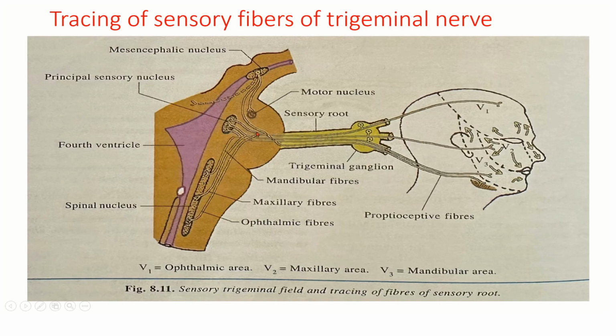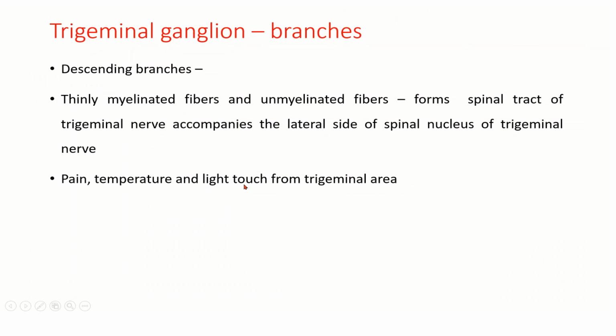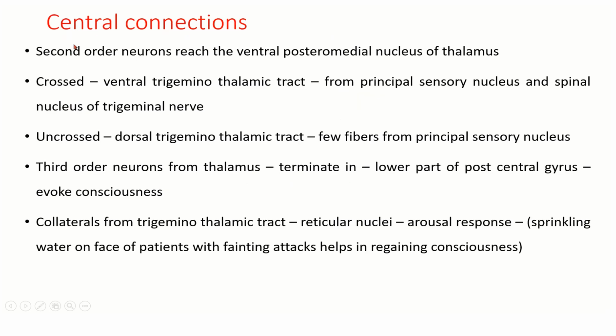You can see here, the majority of the fibers are dividing into ascending and descending, and you can see here a fiber directly passing without any division. Then descending branches, thin myelinated fibers and unmyelinated fibers form spinal tract of trigeminal nerve, which accompanies the lateral side of spinal nucleus of trigeminal nerve, which carries pain, temperature and light touch from trigeminal area. So central connections: second order neurons reach the ventral posteromedial nucleus of thalamus. If the fibers are crossed, it is called ventral trigeminal thalamic tract, formed from principal sensory nucleus and spinal nucleus of trigeminal nerve. Uncrossed fibers, dorsal trigeminal thalamic tract, few fibers from principal sensory nucleus.